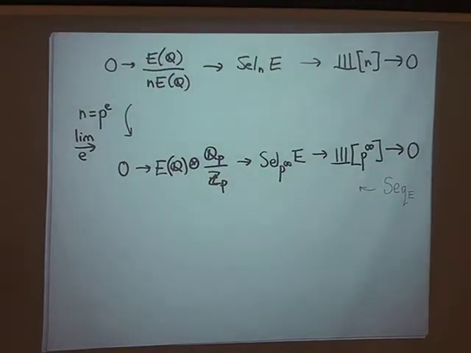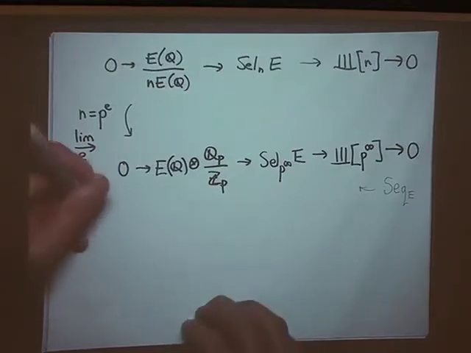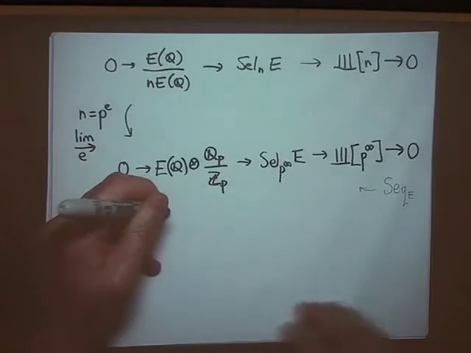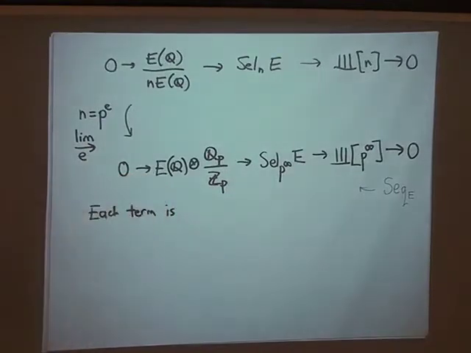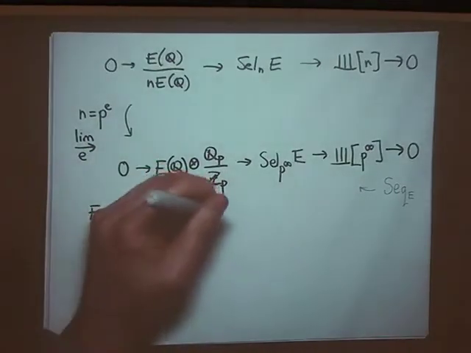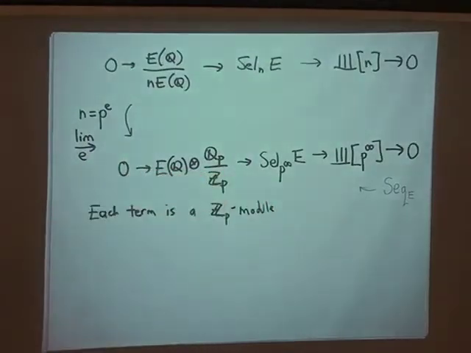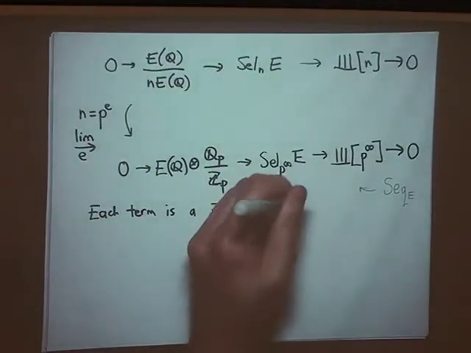All right, and what do the groups in this short exact sequence look like? Well, first of all, they're all torsion abelian groups. Every element is of p-power order, and so you can think of them as Z_p modules because of that. In fact, each term in this sequence is a Z_p module, where Z_p is the p-adic integers.